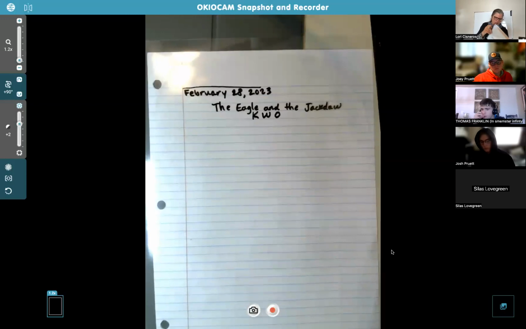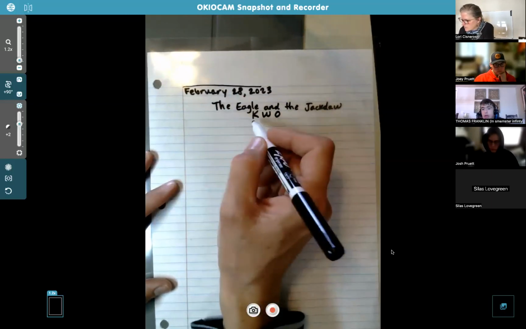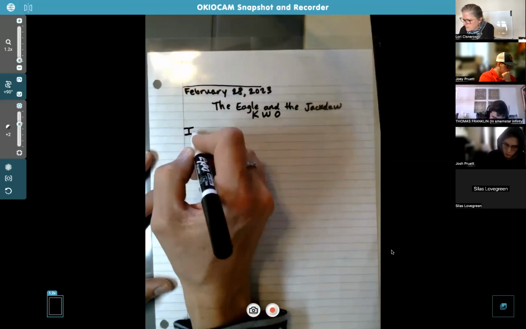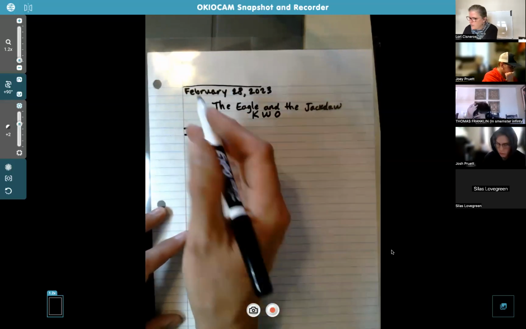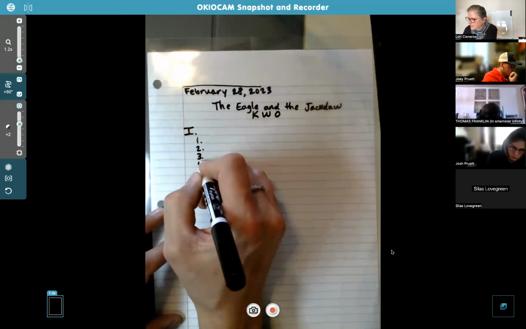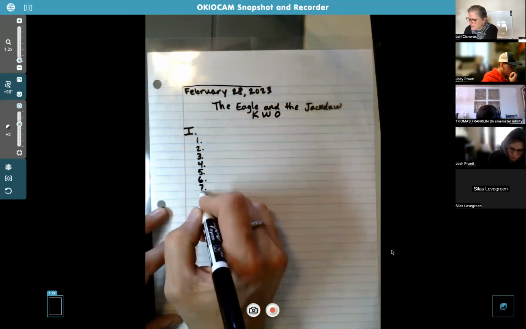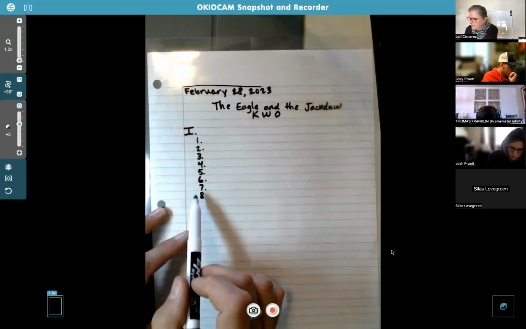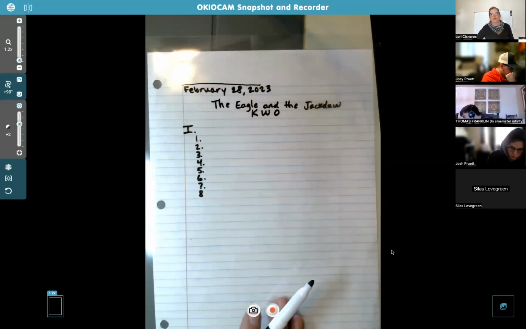In this outline, you are going to have a Roman numeral 1. Let's go ahead and skip a line. Roman numeral 1, that's your topic sentence. That's the very first sentence. And then you're going to number 1 to 8. Notice I indent a little bit. This is how you set up an outline. We've done this a few times now, so you should know.